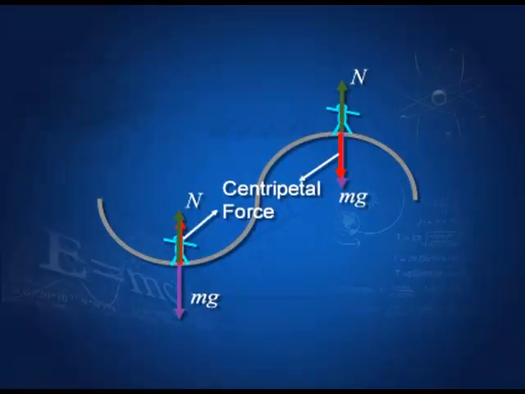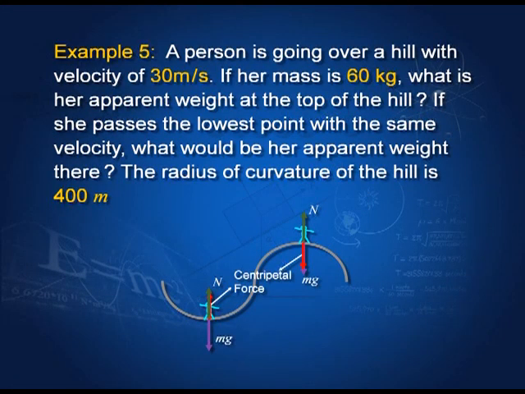Let us continue with this, very interesting also. A person is going over a hill with a velocity of 30 meters per second. If her mass is 60 kilograms, what is her apparent weight at the top of the hill? If she passes the lowest point with the same velocity, what would be her apparent weight there? The radius of curvature of the hill is 400 meters.